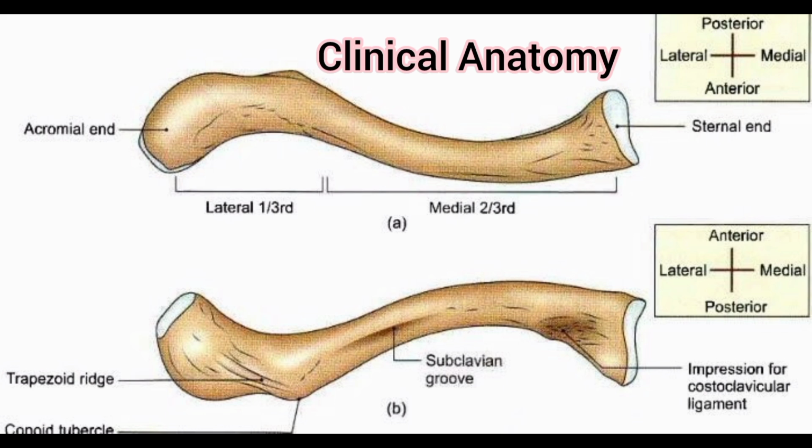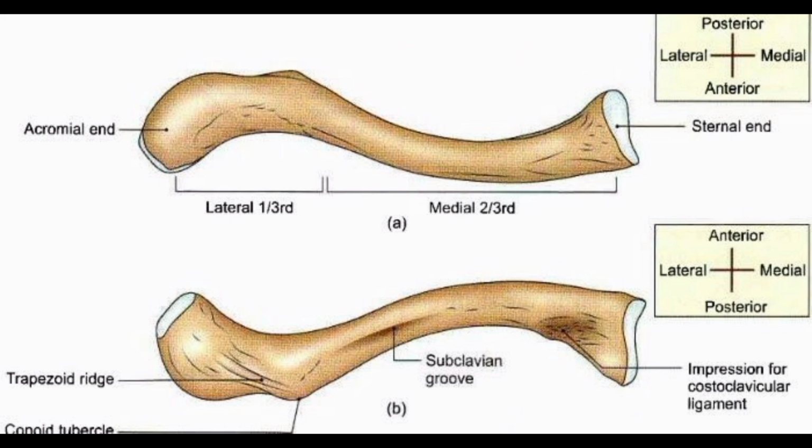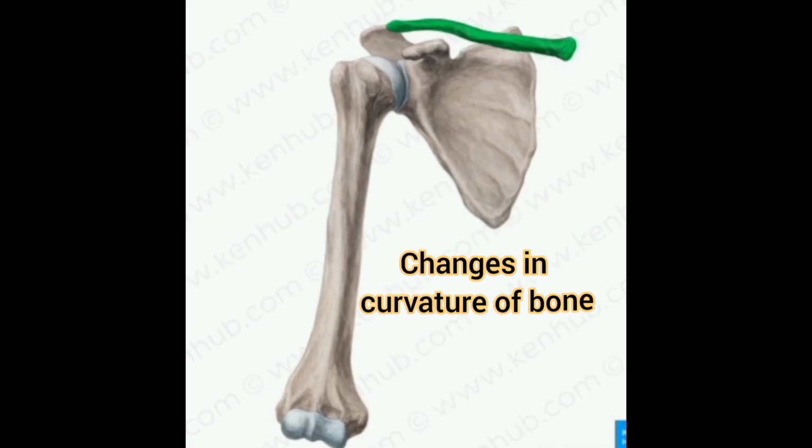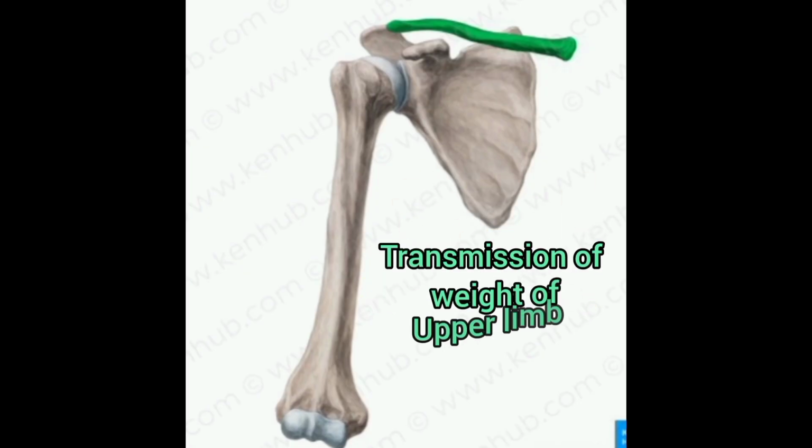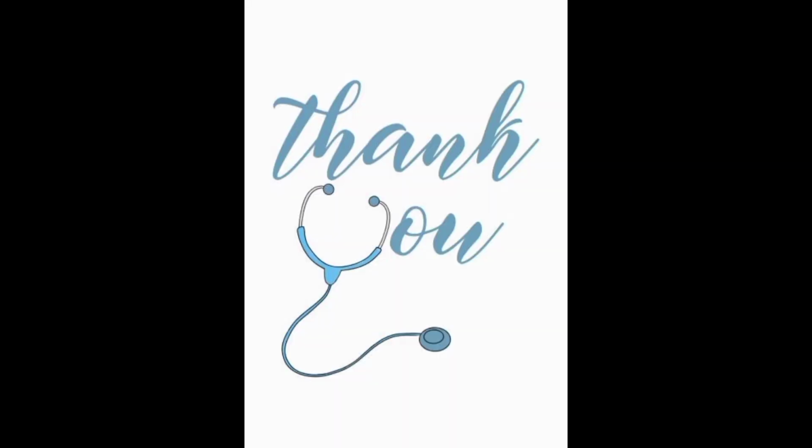Now let's move to the clinical anatomy of the clavicle. The junction of the lateral 1/3 and medial 2/3 is the most common site of fracture of the clavicle because of the changes in curvature of the bone and transmission of weight of the upper limb. So this is all about the clavicle.